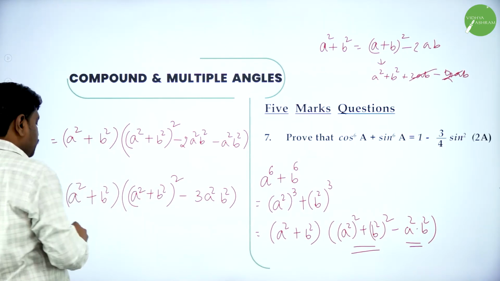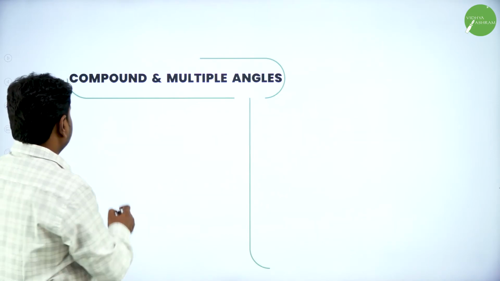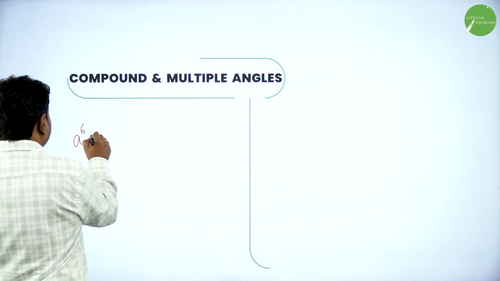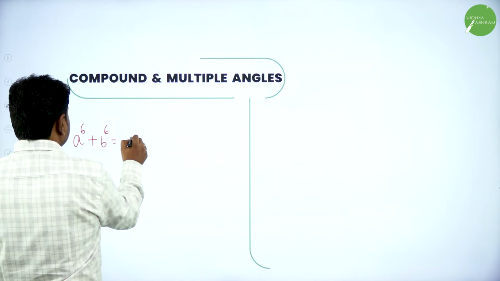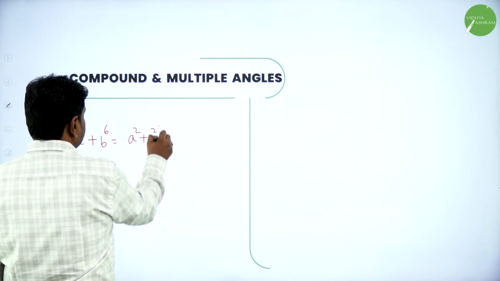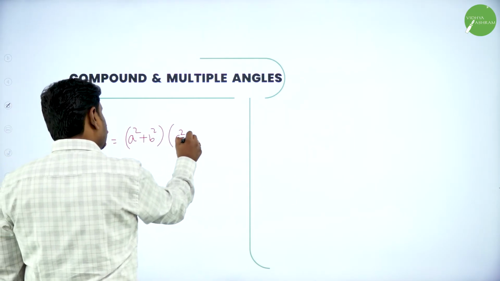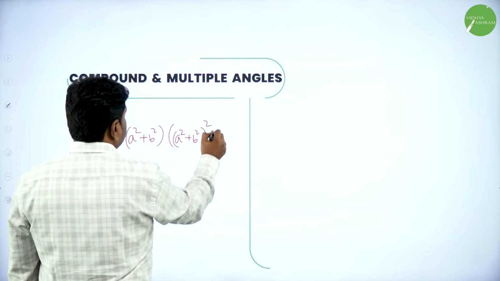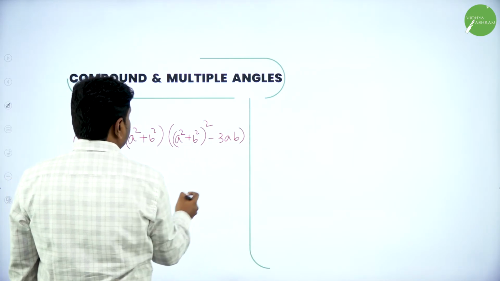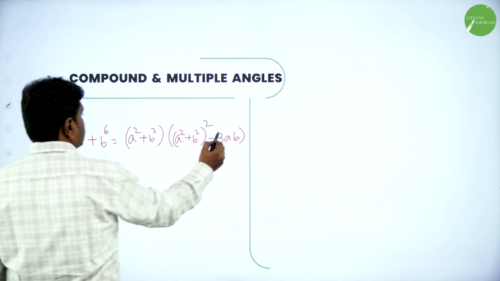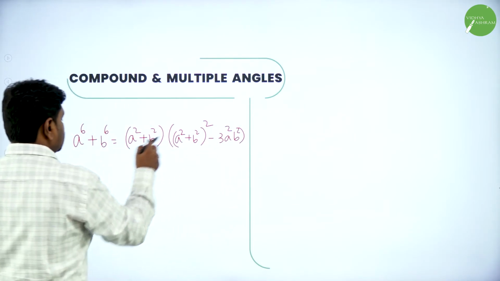Now a power 6 plus b power 6 we can write like this. So I will take this. Now a power 6 plus b power 6 can also be proved as (a square plus b square) into [(a square plus b square) the whole square minus 3a square b square]. So now I'll use the same logic.